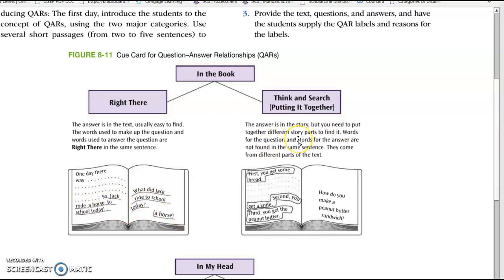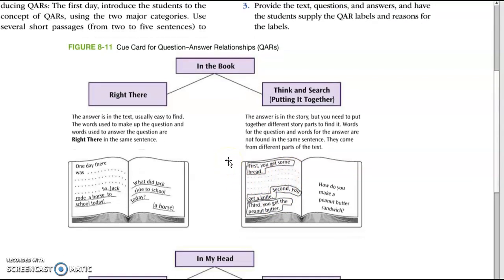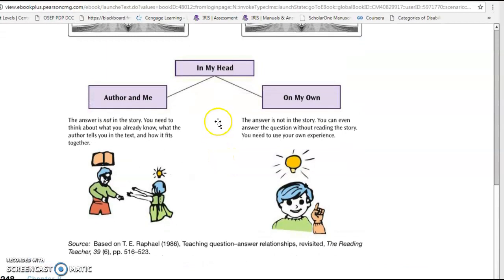And then over here, think and search. This is called putting it together. The answer is in the story, but you need to put together different story parts to find it. Okay, so first you get some bread, second you get a knife, third you get the peanut butter. How do you make a peanut butter sandwich? Well, you might have to get rid of some of that extra information and put together how you make a sandwich. Okay, so that's in the book, and then the next one is in my head.